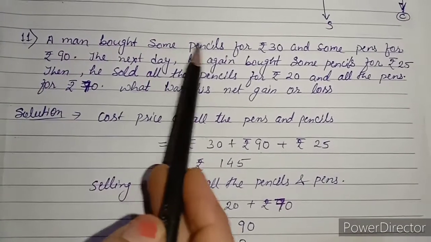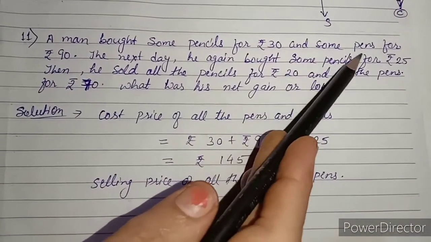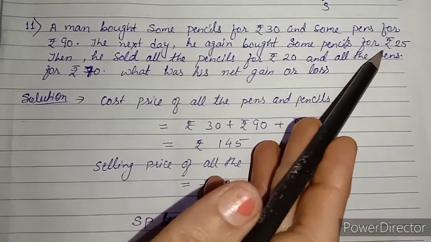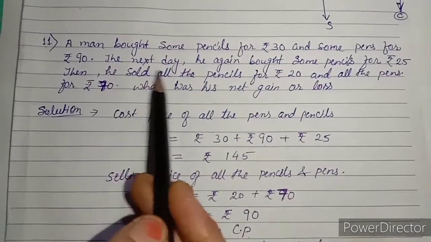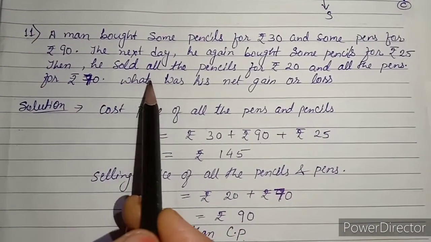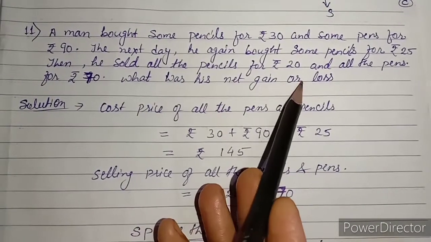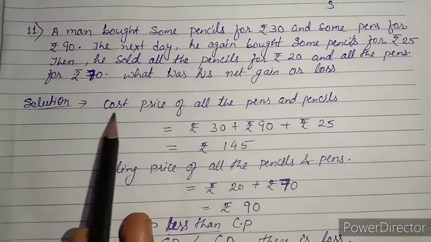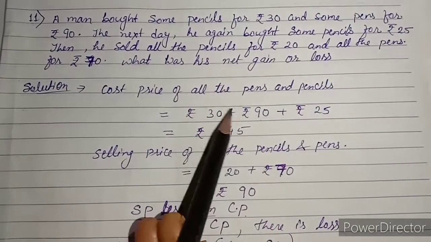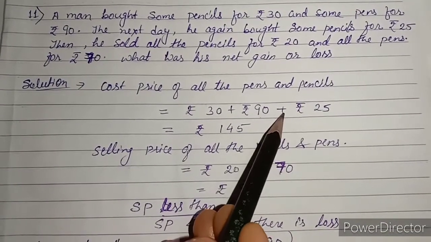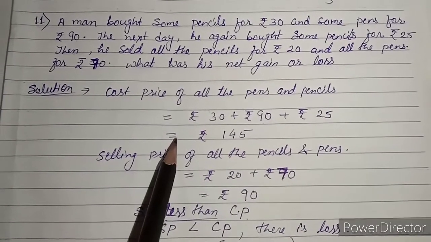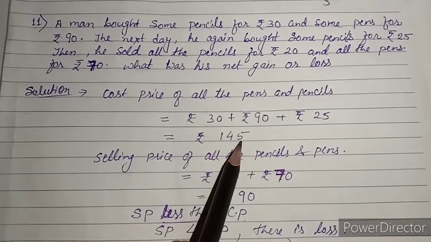A man bought some pencils for rupees 30 and some pens for rupees 90. The next day he again bought some pencils for rupees 25, and then he sold all the pencils for rupees 20 and all the pens for rupees 70. So what was his net gain or loss? So solution is here. The cost price of all the pens and pencils is rupees 30 plus rupees 90, and the next day it is rupees 25. After adding all these three, the cost price is rupees 145.